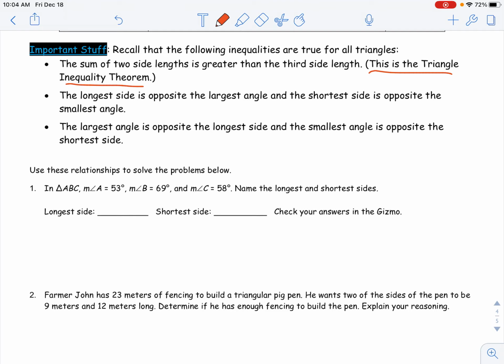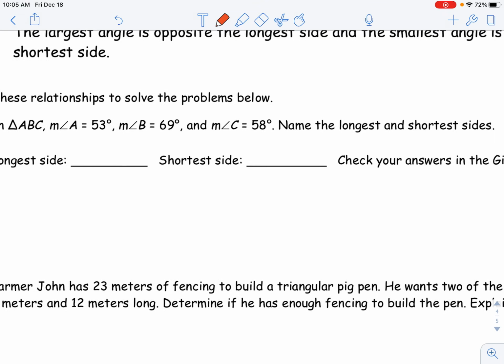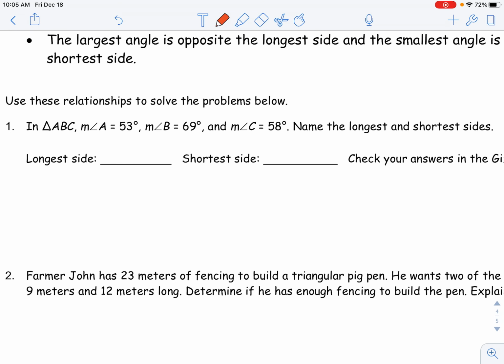So in triangle ABC, the measure of angle A is 53 degrees, the measure of angle B is 69 degrees, and the measure of angle C is 58 degrees. Name the longest and shortest side. I can do this without drawing a picture, but I'm going to just draw a picture for fun. I'm so smart I can do this without a picture. Nonetheless, A is 53 degrees. I'm going to call that side lowercase a.